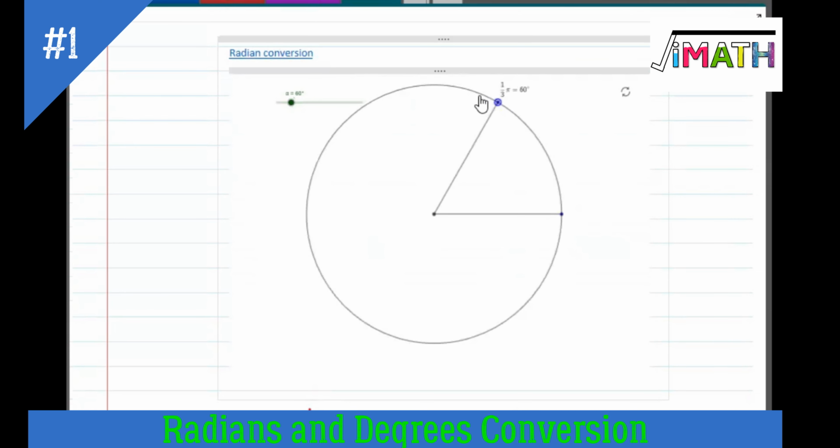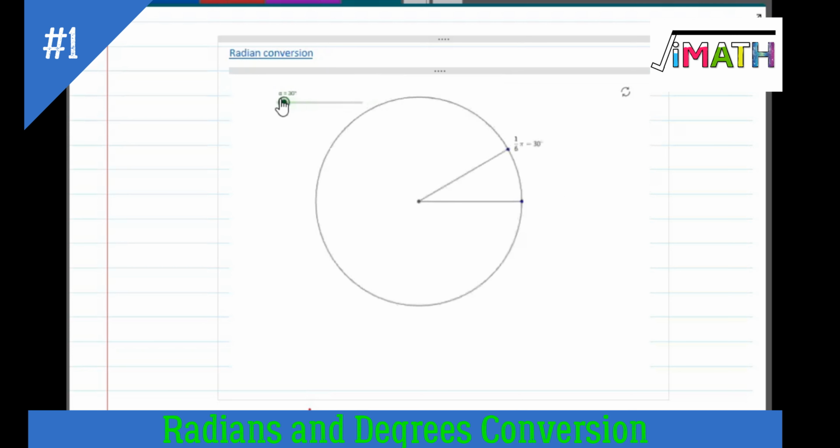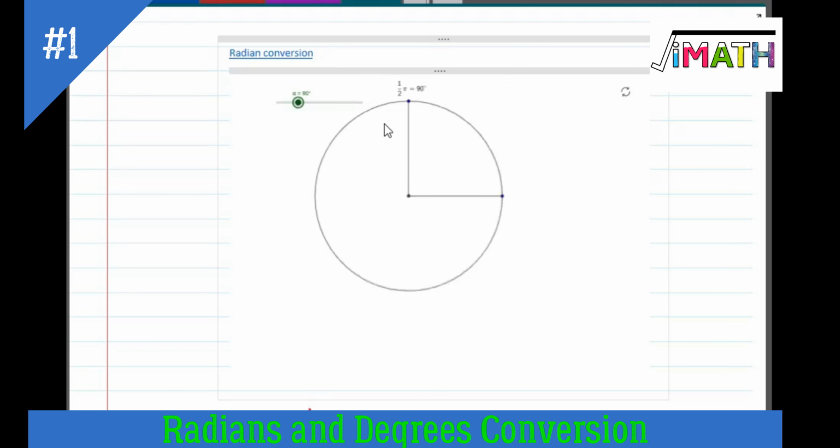And if I move it like this, for the 90, it's gonna be pi by 2. So you need to remember all these things, not exactly memorize it, but with the usage, you would memorize all these things.